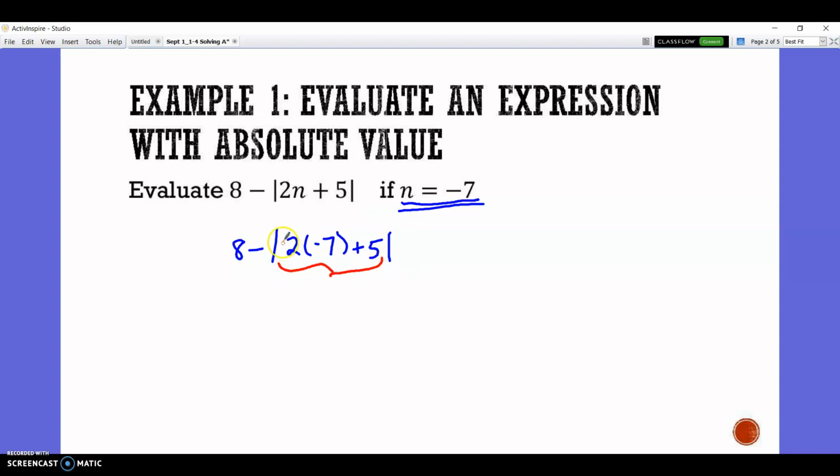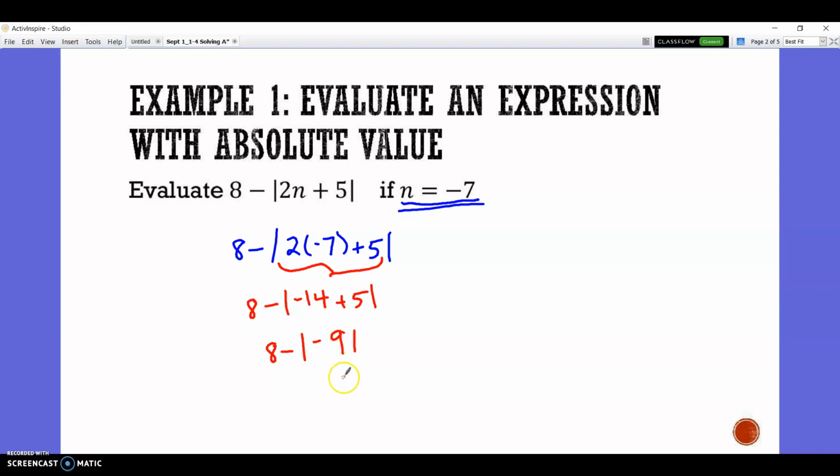So treat the absolute value like it is a group. It is grouping this entire piece that's inside the absolute value. So we're going to do PEMDAS, parentheses, which we don't have any, exponents, we don't have any, multiplication and division, we do have that. So 2 times -7 is going to be -14 plus 5, and the absolute value of that, and 8 minus. After that, we have addition and subtraction inside here. So -14 plus 5 is going to be -9, absolute value of that, and 8 minus that.